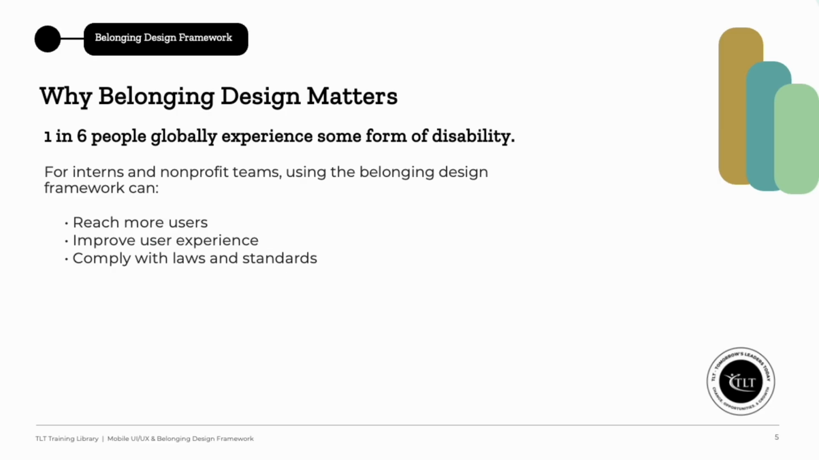So why does this matter? As you can see, 1 in 6 people globally experience some form of disability, which is a large portion of the population. Many of them use technology, and using this framework can allow you to reach more users. And of course, you are able to improve the overall experience of the user. And you are also able to comply with laws and standards for accessibility.